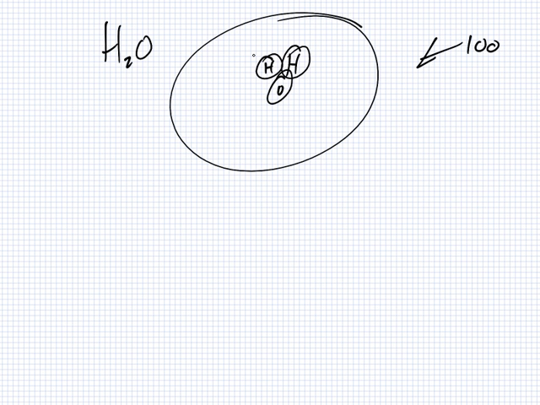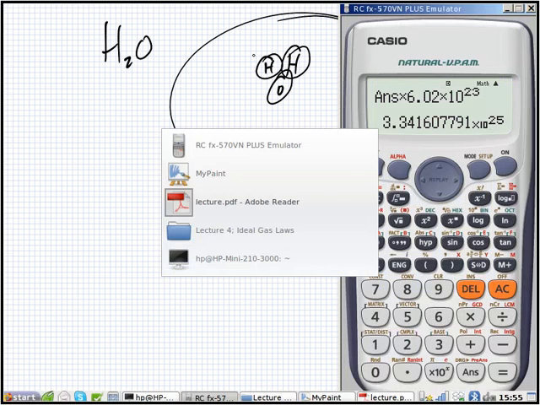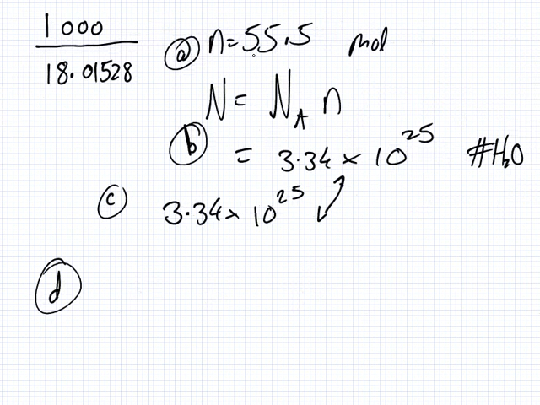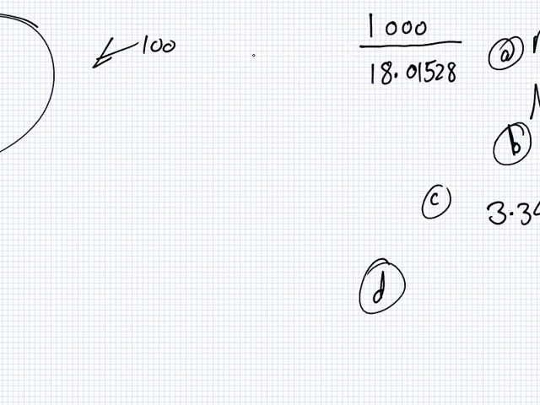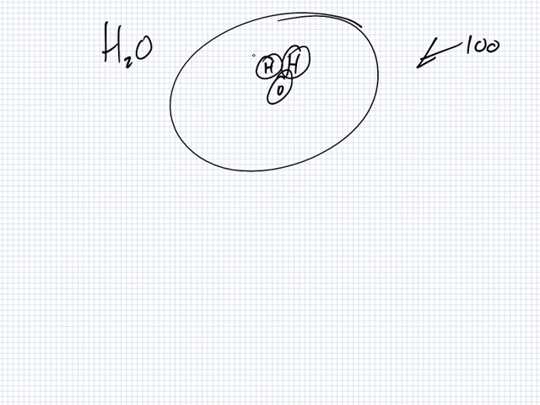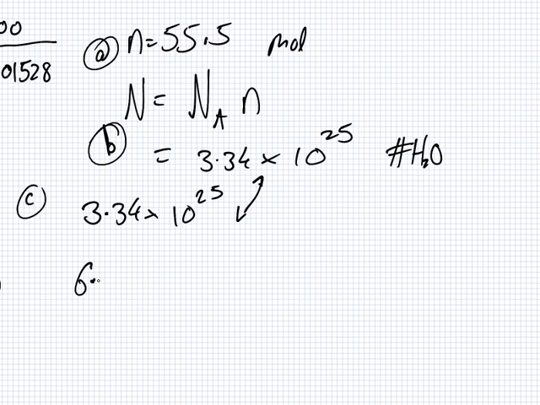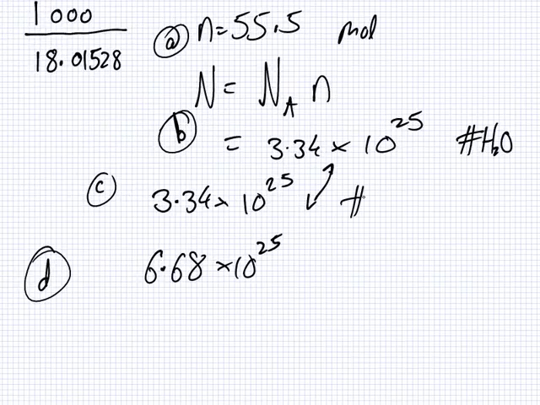So now this should inspire you for the next part, which of course is how many hydrogen atoms do I have? Oh, so close, but yet so far. Times 2. Because think about it, if I said I had 100 of these, how many hydrogens would I have? 200. Because each one gives me 2. Can you see that? So, 6.68 times 10 to the 25. That's how many oxygens, and that's how many hydrogens.